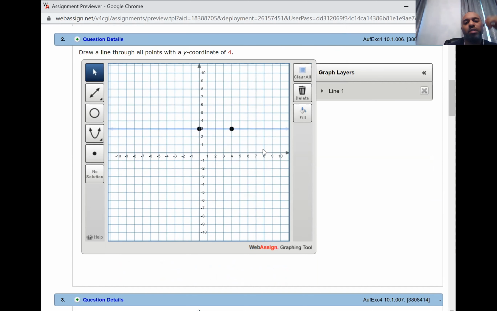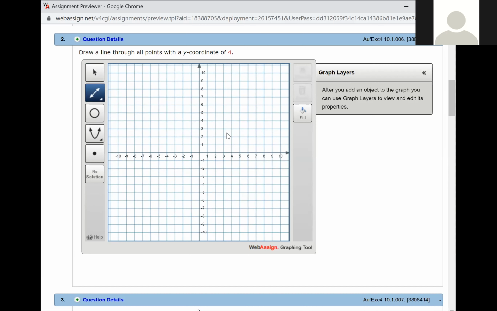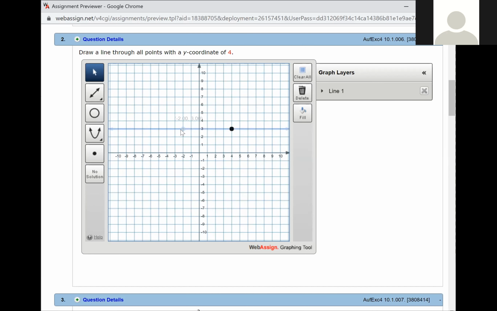So that's how it would be. Now I know sometimes it acts a little funky. And so I hit no solution and then I clear all. And then Start up, that lets me put points.